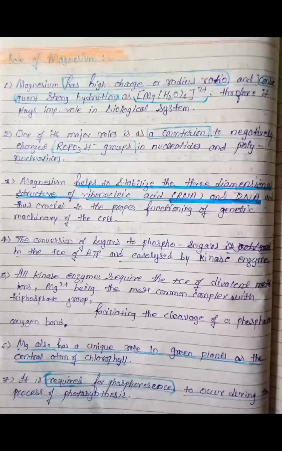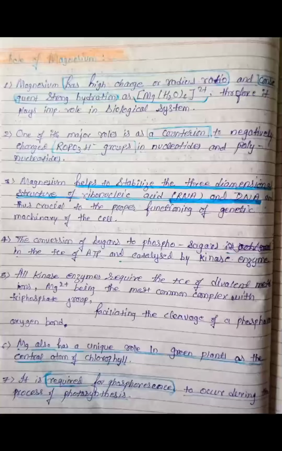Next is the role of magnesium. Magnesium has a high charge to radius ratio and consequent strong hydration as [Mg(H2O)6]2+. Therefore, it plays an important role in biological systems. One of its major roles is as a counter-ion to negatively charged ROPO3H- groups in nucleotides and polynucleotides.